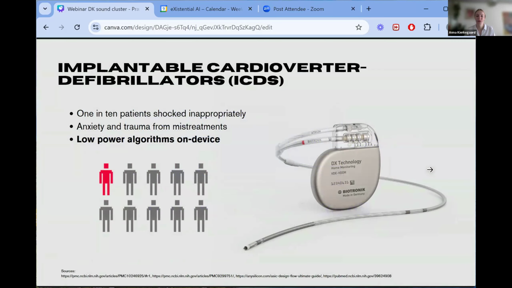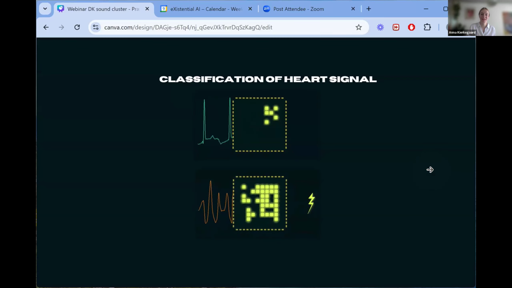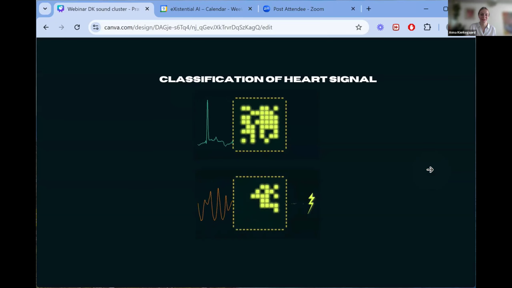We've also been looking into implantable cardioverter defibrillators. These are devices that are implanted into your heart, and they give your heart a shock when required. The problem with these devices is that sometimes they shock people by accident, which is of course not very good if you already have problems with your heart. If you deploy algorithms on a device like this, you can reduce the amount of inappropriate shocks. So we were looking into how it is done now and how it could be done. Here you can see some of the classifications.